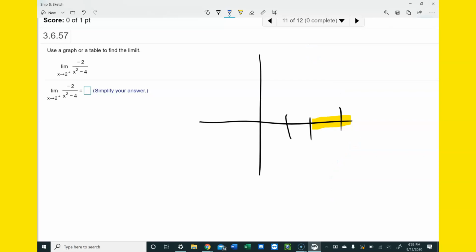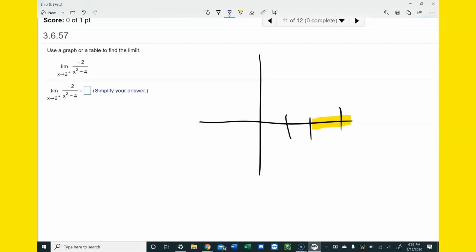And we know we have a vertical asymptote there because if we set x squared minus 4 equal to 0, we solve that, we get plus or minus 2. So we have 2 vertical asymptotes, one at 2 and one at -2. So we know we have an asymptote there. The question is, which way is the function going at that asymptote?